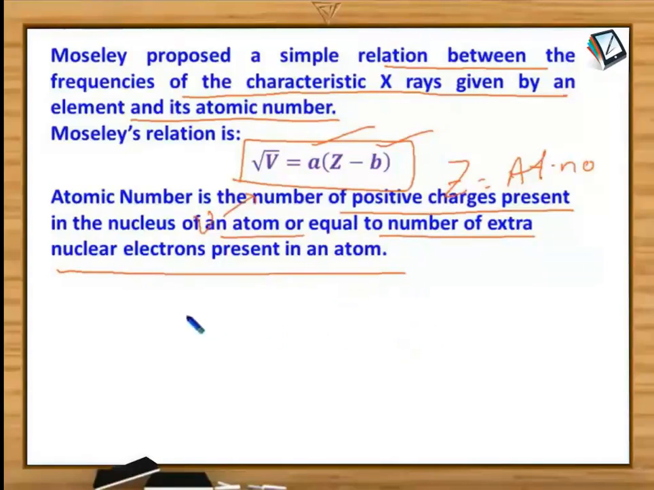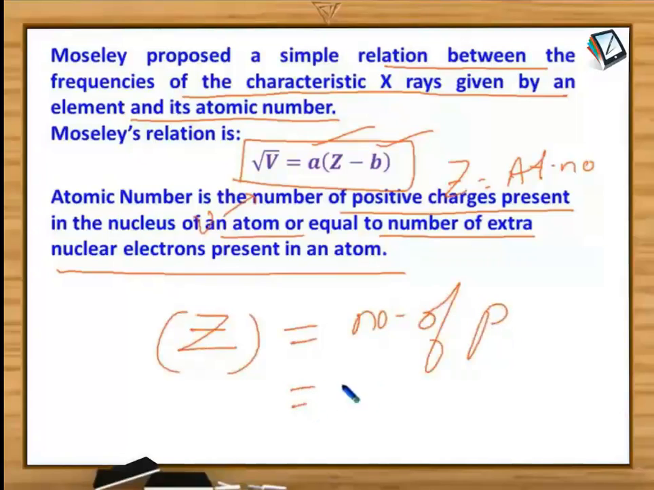So what is atomic number? Atomic number we represent with the letter Z, and this is equal to the number of protons present in the nucleus of an atom, or equal to the number of electrons present outside the nucleus.